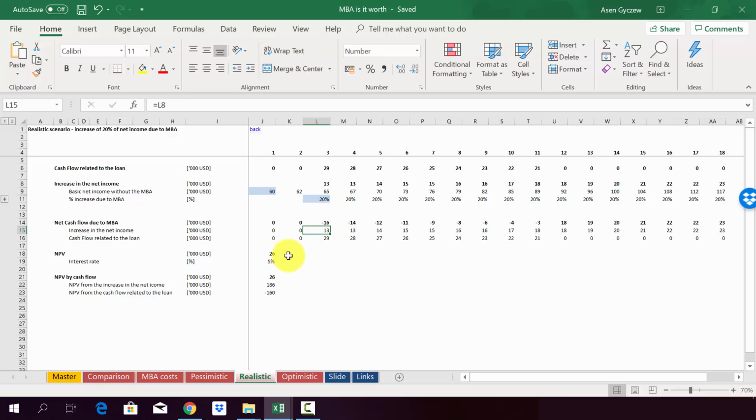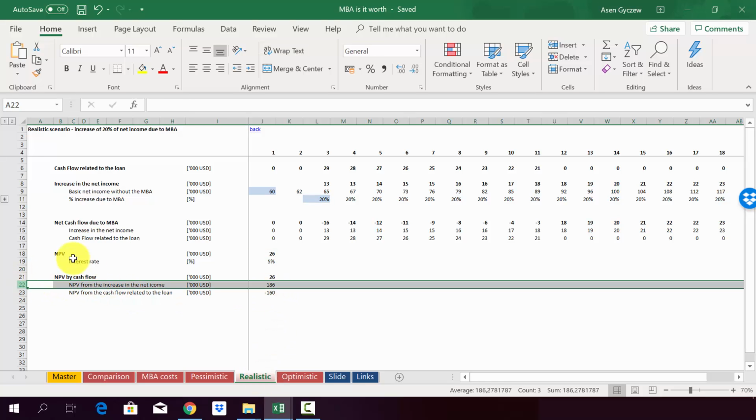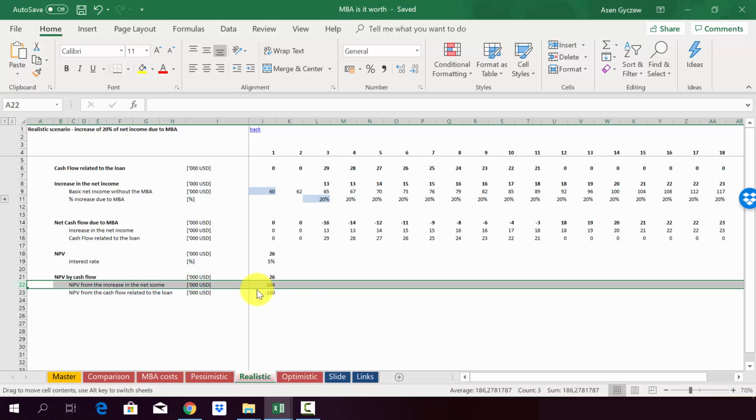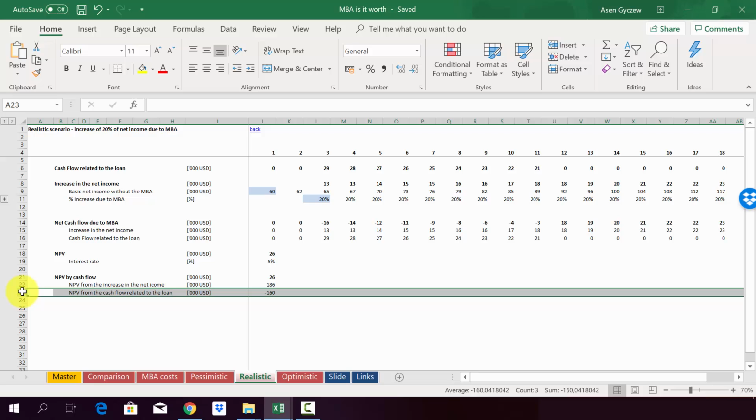And the best way to see it is actually the NPV. The NPV is finally positive and it is 26,000. In the case of the pessimistic, it was minus 67. And this is obviously due to the fact that the NPV of the increase in the net income is much higher. So in the case of the pessimistic, it was 93,000. In the case of realistic, it is 186,000. Obviously, the loan is the same for every scenario, so this doesn't change at all.